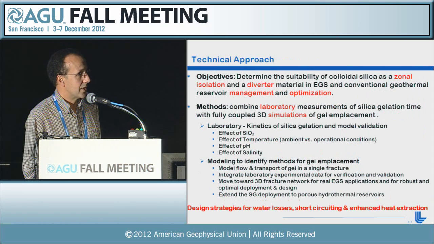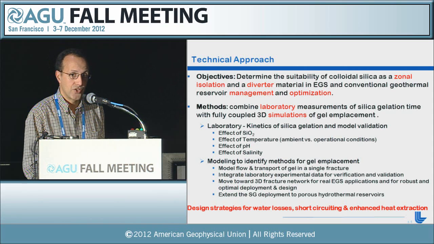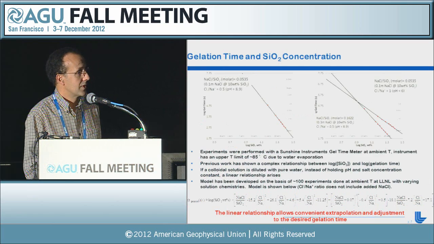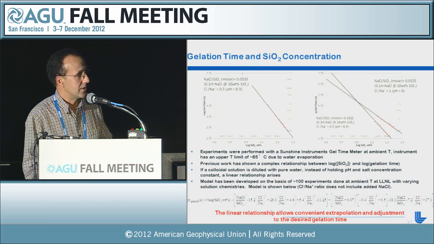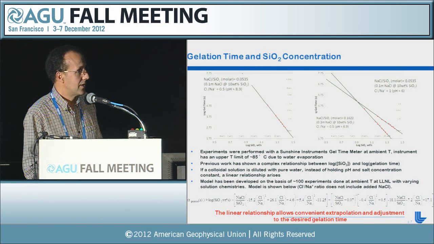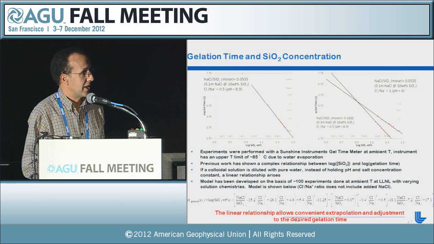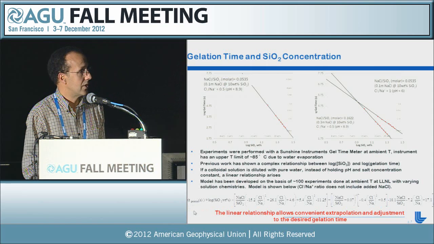So what we are going to do is see the suitability of using silica gel for zonal isolation and diversion, and try to manage the water losses to the formation. We are using a combination of experimental work and numerical work. Here's a summary of the experimental work. We conducted several experiments using rheometers, and we determined when the gel matures or becomes solid as a function of the concentration of the silica, the concentration of the SiO2, and the ratio between the chlorine and the sodium. We obtained a regressed formula such as the one presented here. It's the log of the gelation time as a function of the different concentrations that we are playing with.